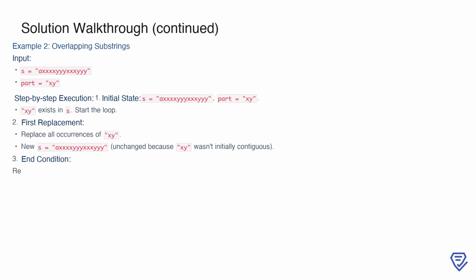Now, in this second example, we deal with overlapping substrings. The input string is xc and the substring to remove is xy. Here, xy does exist within the string, so we begin by attempting to replace all its occurrences. However, since xy isn't contiguous in this case and does not directly appear as a complete substring, the replacement operation does not alter the string. This means xc remains unchanged, and since no replacements are made, we reach the end condition immediately. This example highlights how overlapping substrings or substrings that are not directly contiguous may result in no changes to the string, depending on the input.